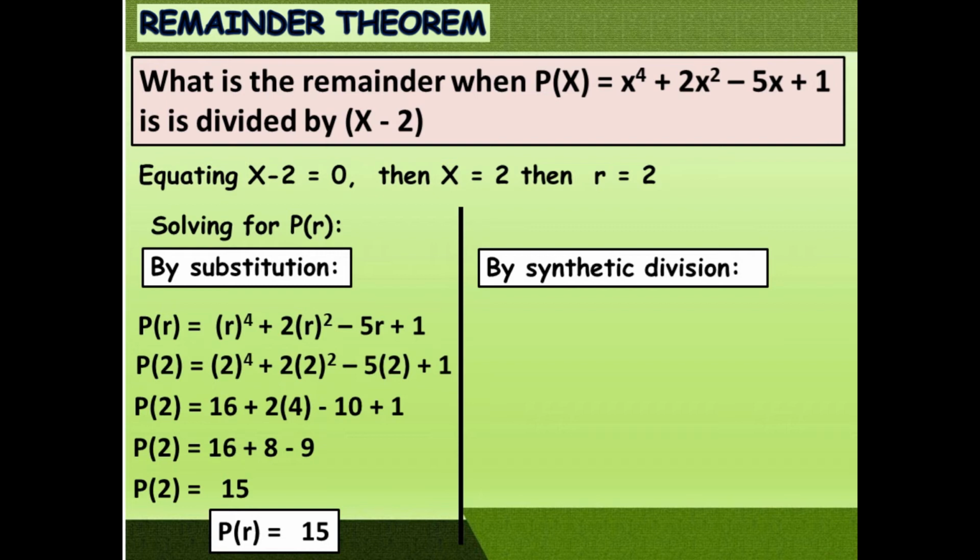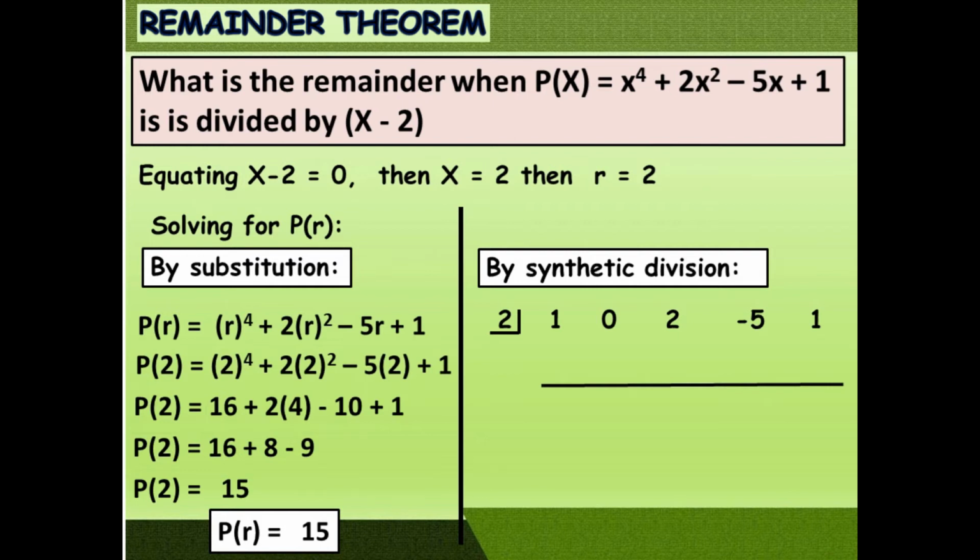Okay, so let's solve this by synthetic division. Our r now is positive 2. Copy all the coefficients: 1, then we have 0 because it is not arranged into descending order of power, so we have to insert 0x cubed. So 0, then positive 2, negative 5, and positive 1.